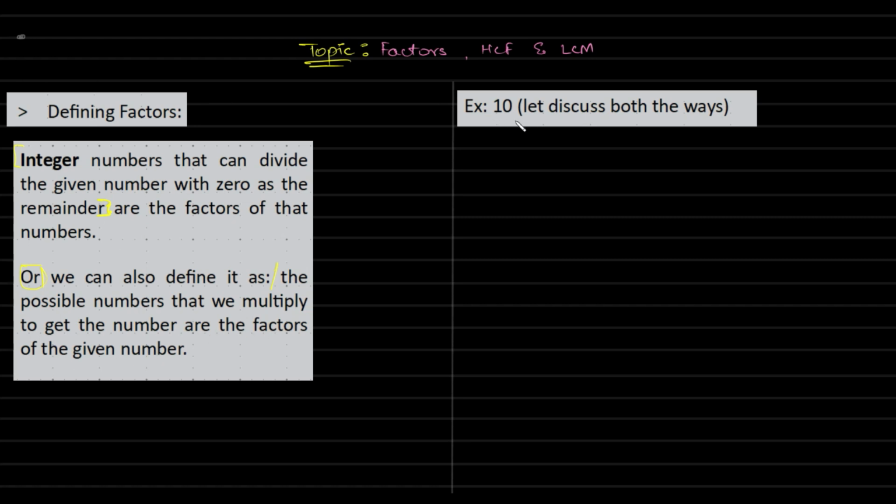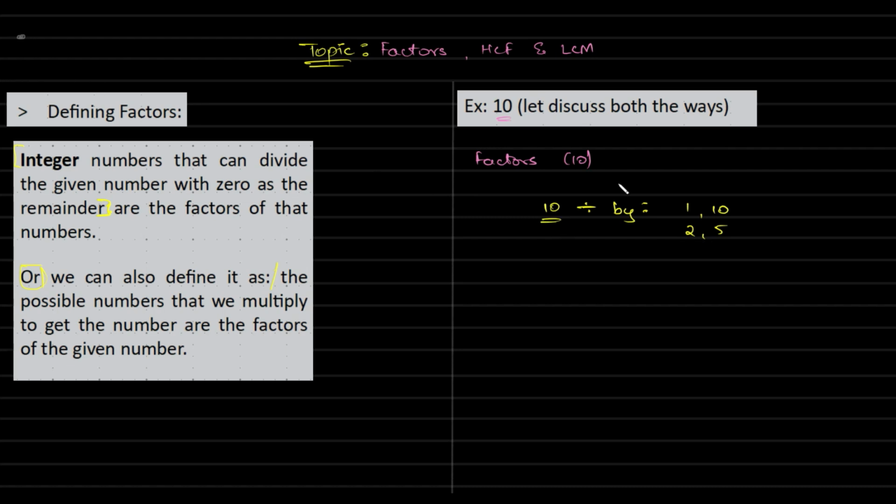So I have an example over here, 10. Let's find the factors of 10. So how to find the factors of 10? As per the first definition, the integer numbers that can divide the given number with 0 as a remainder are its factors. So which numbers can divide 10? Well, 10 is divisible by 1 and 10 itself, because 1 tens are 10, right? 2 fives are 10. So these are the only positive integers that can divide 10.